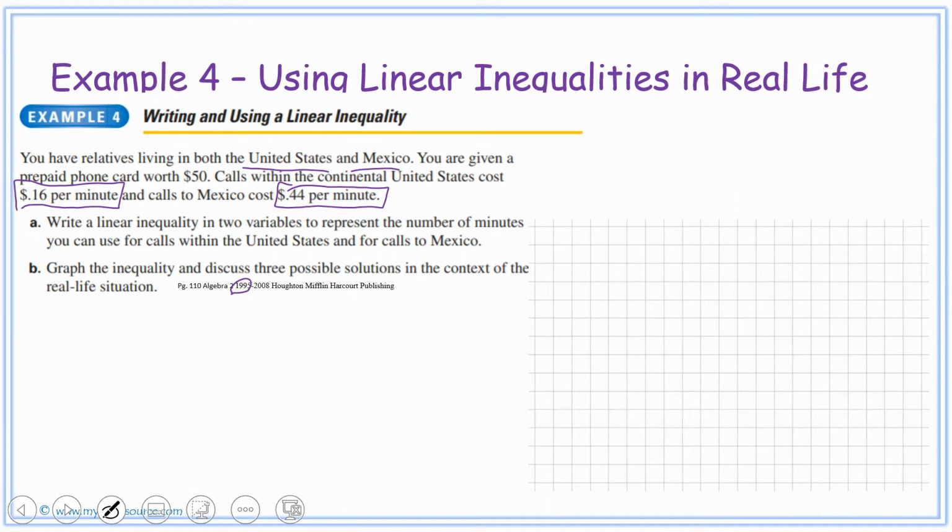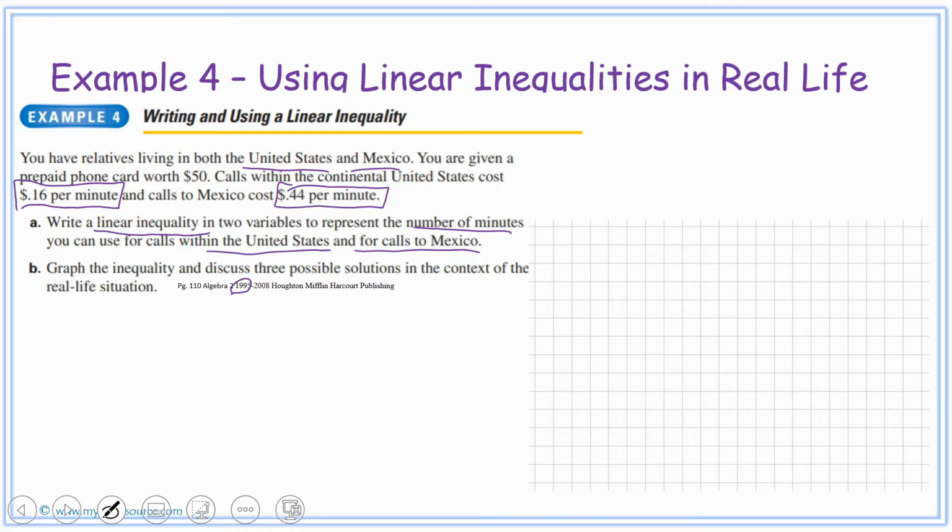We've done that a good bit, so I'm just going to speak the verbal model. You're going to have your United States rate times the amount of time spent. I'm kind of jumping ahead of myself, but it says write a linear inequality in two variables to represent the number of minutes for calls within the United States and for calls to Mexico.